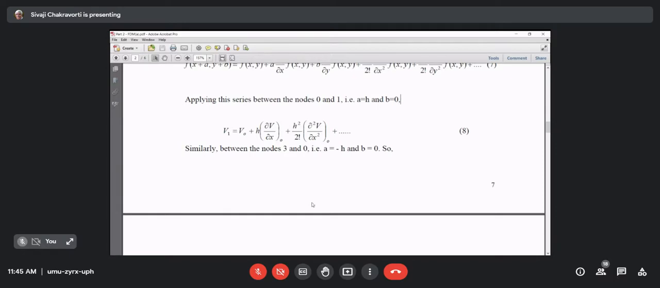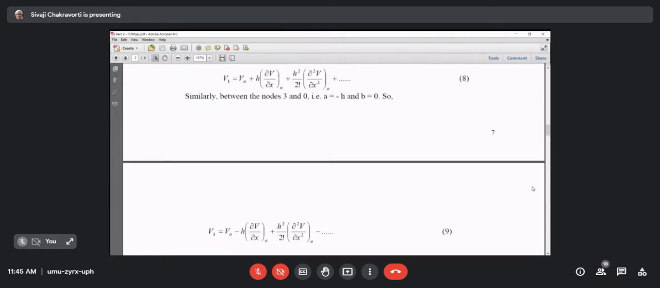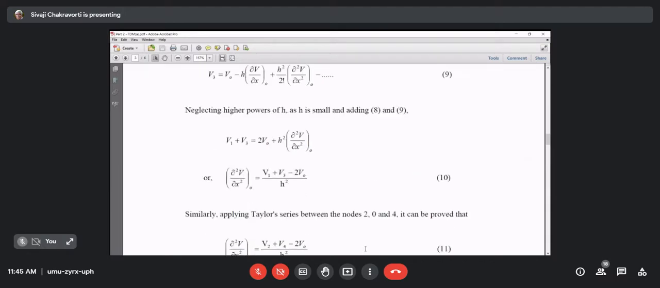Then if I do this between nodes 3 and 0, what happens is this A becomes minus h. Why? Because I am moving from 0 to 3, because 0 is x and y, 3 is x plus a, y plus b. So then A becomes minus h, B is 0, and therefore I can write equation 9. And then from equation 8 and equation 9, you eliminate del v del x, you can get an expression for del 2 v del x square.